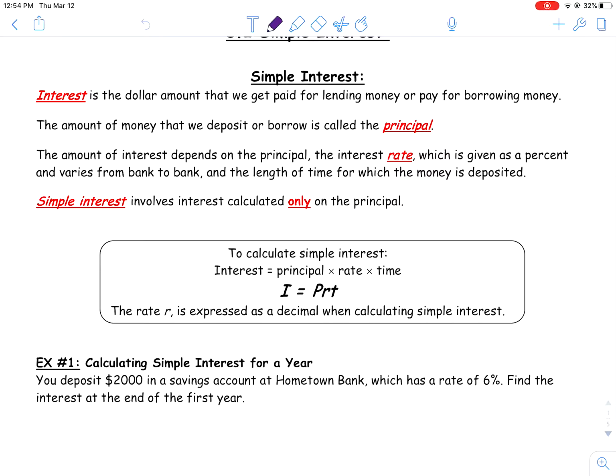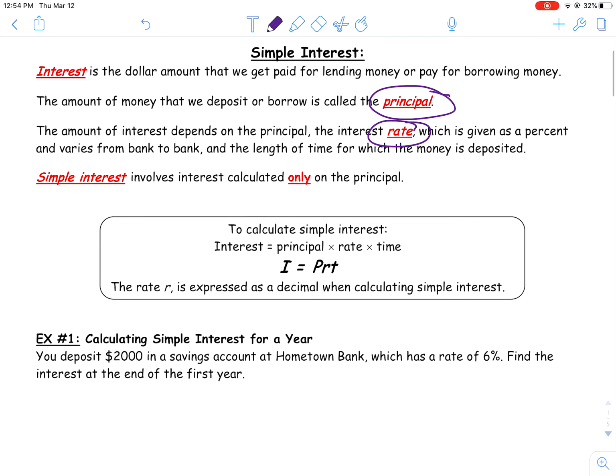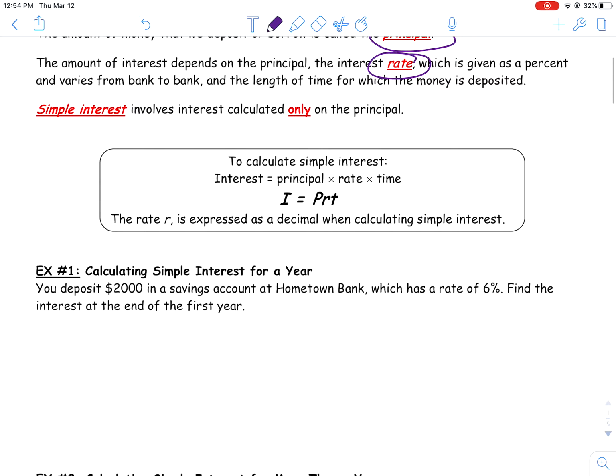So we need to have a few pieces of information. We may need to know the principal amount, the amount that we put in the bank or borrow, and the interest rate that the bank is charging or you're earning, and that'll help us figure out how much money we owe or how much money we're getting. Okay. Simple interest involves interest calculated only on the principal amount, only on the amount that you put in the bank. You get interest on, you charge interest on, or you earn interest on.